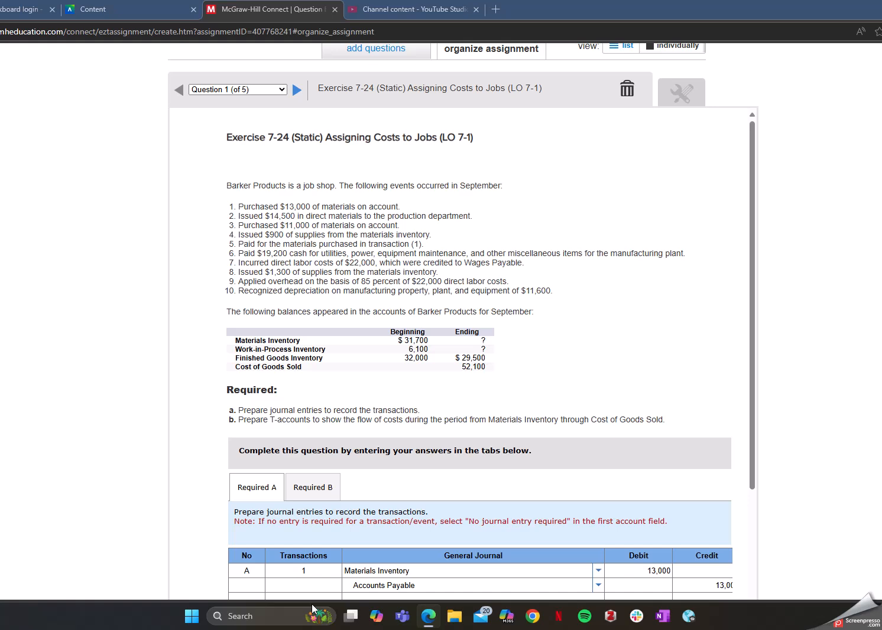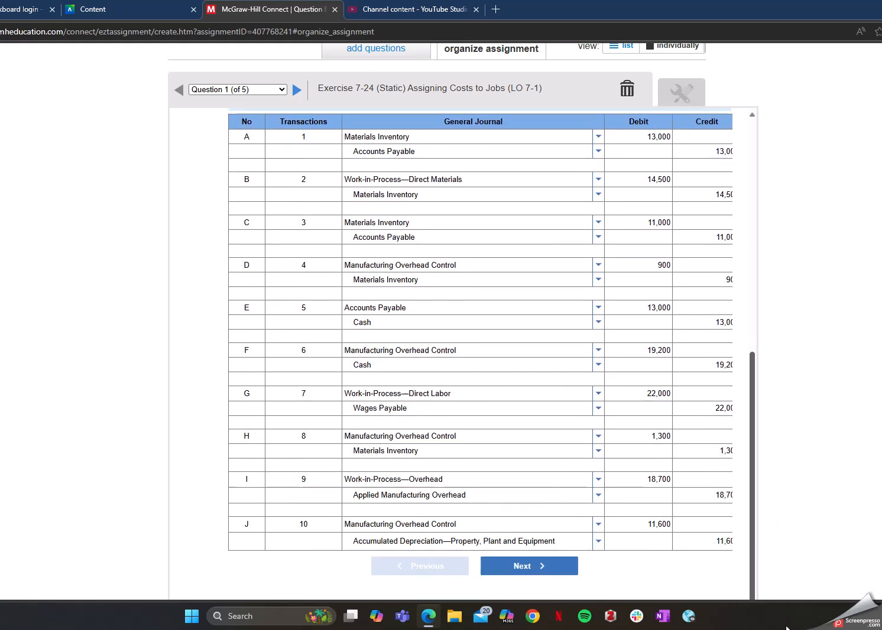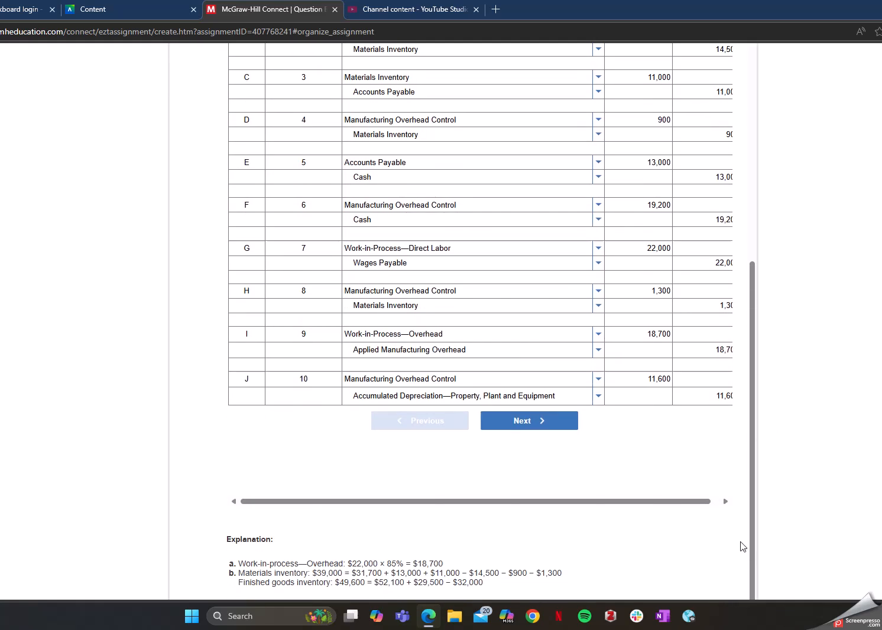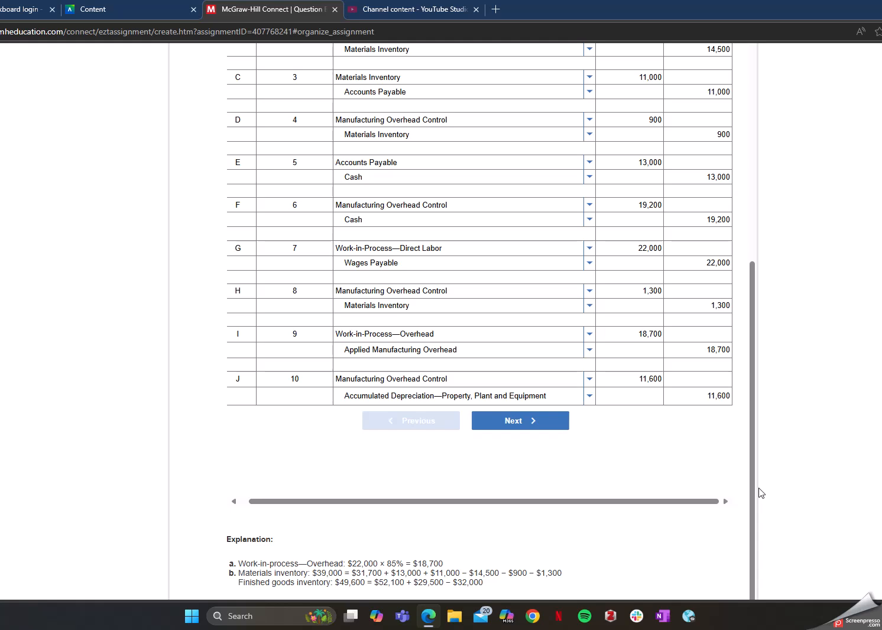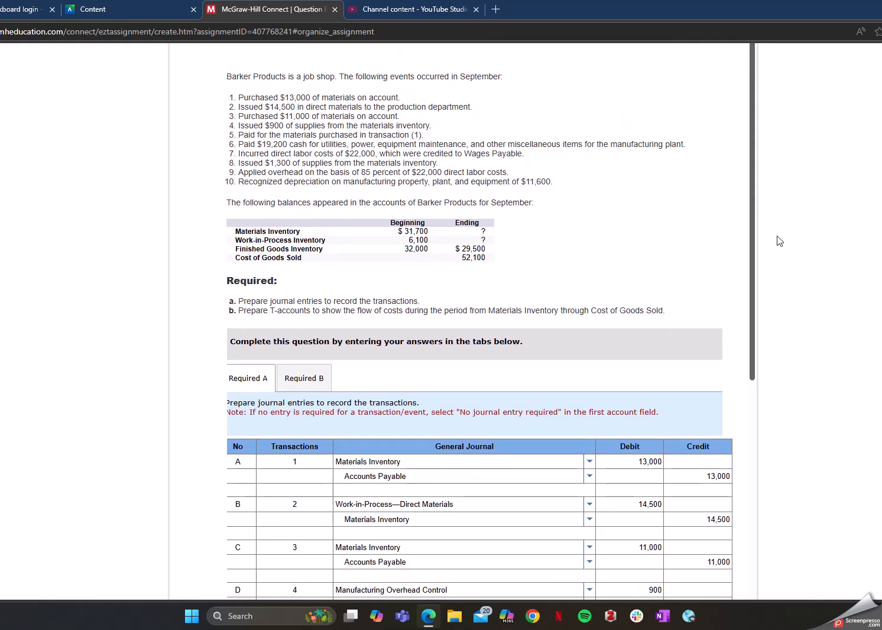Okay, so we'll walk through some of the Chapter 7 exercises here. The first one gives us 10 different transactions, and we're doing our journal entries and our T accounts. This is good practice of our journal entries. Let me see if I can move this over so we can see it a little better. Okay, there we go. Our first one, we purchase materials.